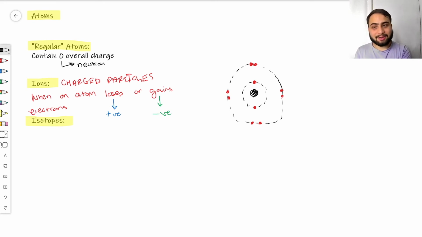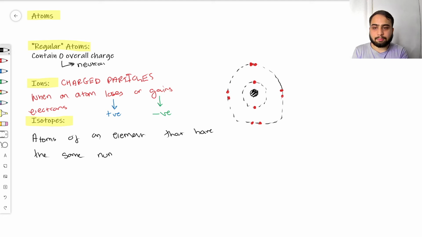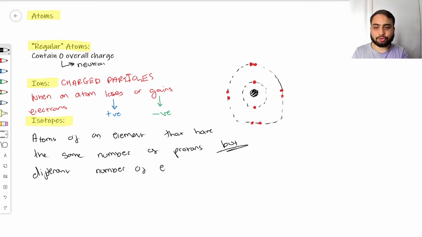Isotopes, so these are very important when we later move on to fission and fusion, right? Isotopes are atoms of an element that have the same number of protons, but, and this is the key bit, different number of neutrons.